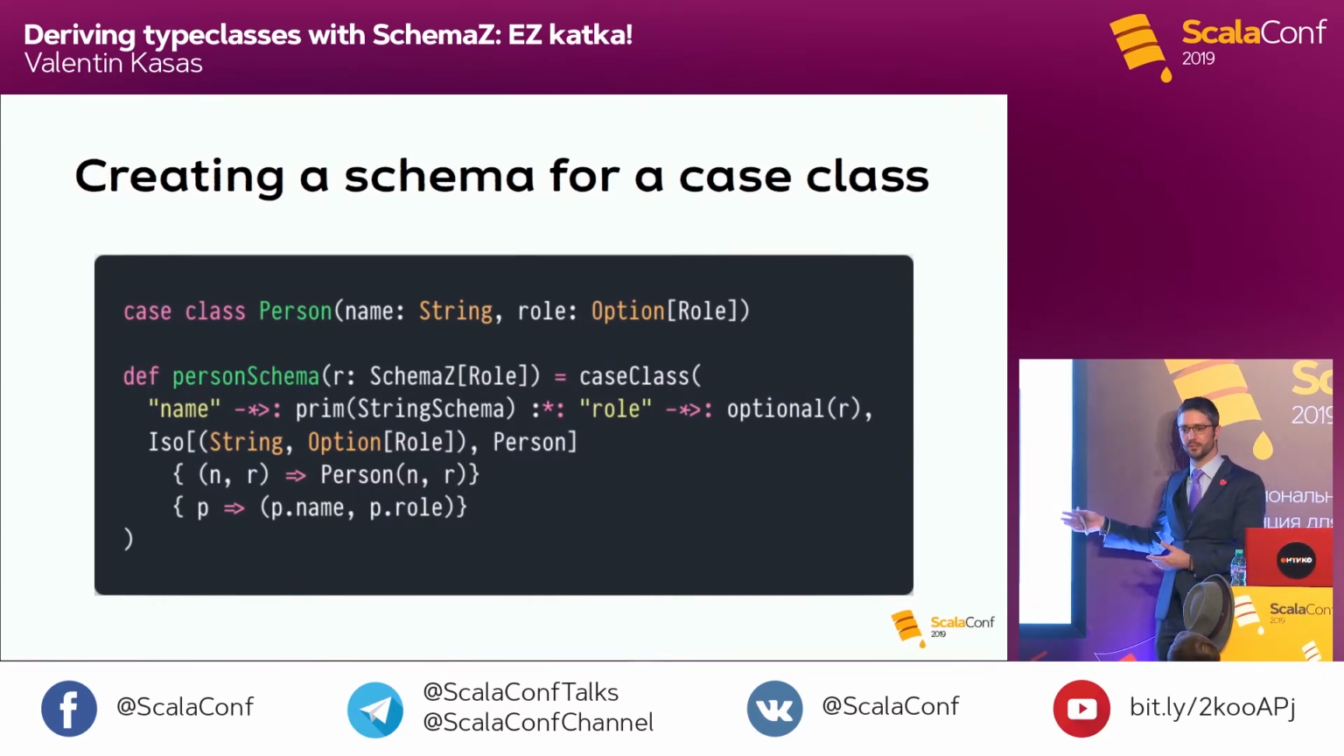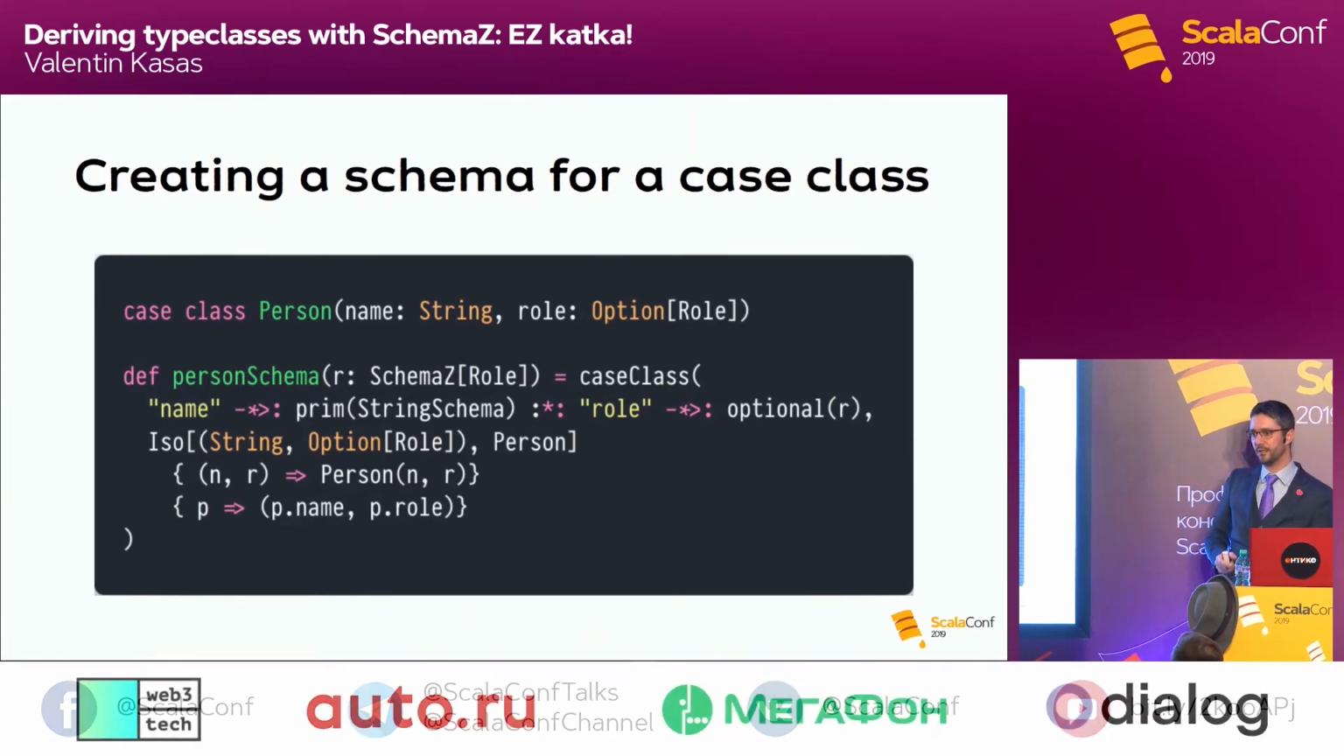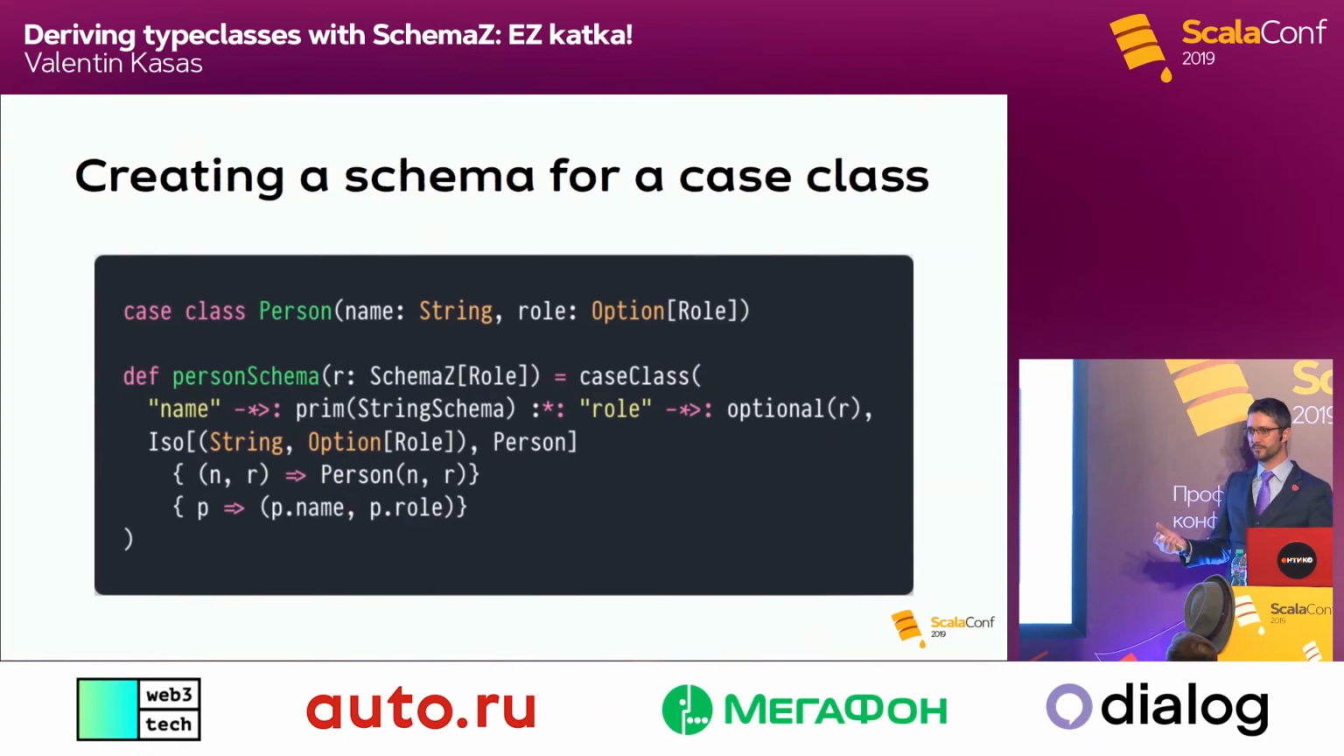And what I want is a person, so I have to plug in an isomorphism that goes from the internal representation as a pair to the case class person.